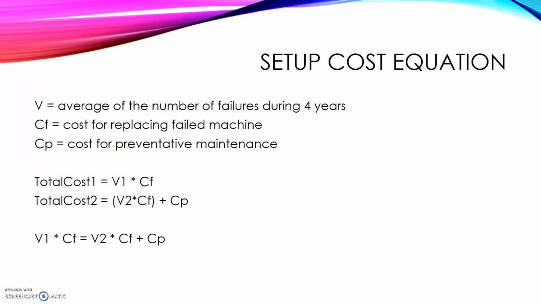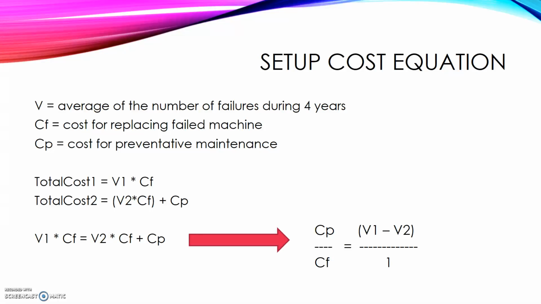The second one is a little more complicated. It's the average number of failures during those 4 years times that replacing cost, but then you also have the additional cost of preventative maintenance. We set those two equations equal to each other, and we end up getting this ratio, and then we're going to simulate in Monte Carlo to find V1 and V2.